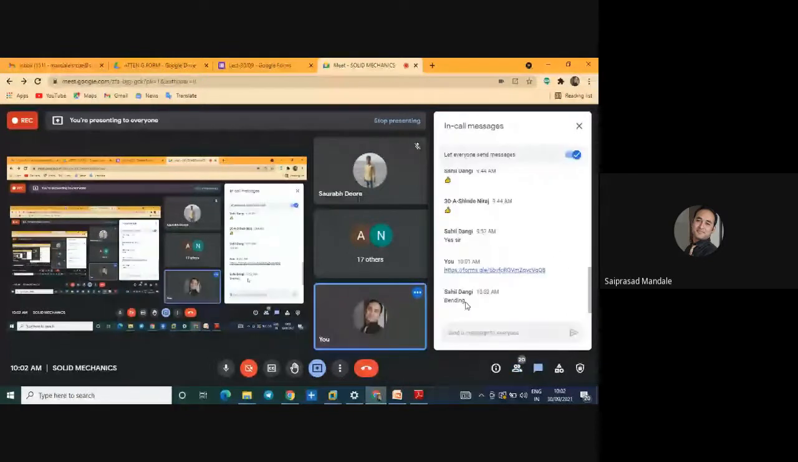Okay. Sahil is saying the beam will fail. Nilesh Kuwar is saying the beam will fail due to bending. My next question is, how can a column fail? Bending, shearing, crushing, buckling? How does a column fail?